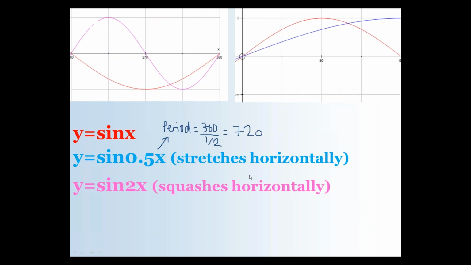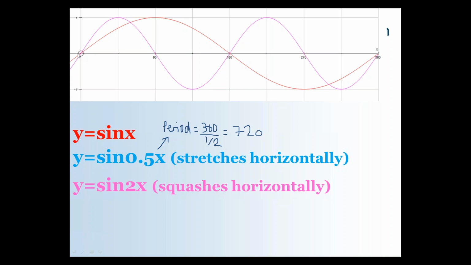And equally, now we've got sine 2x. The 2 tells me that in the 360 degrees, I'm going to get 2 waves in that space. And so the period will be 360 divided by 2, which is 180. But in terms of the transformation, that is a stretch, scale factor a half, parallel to the x-axis.